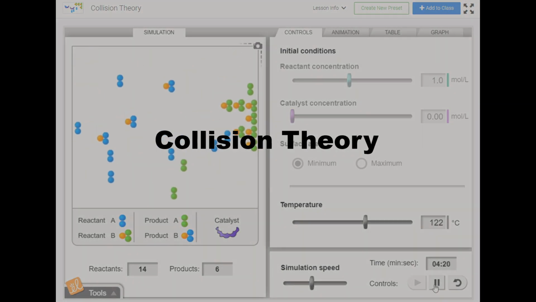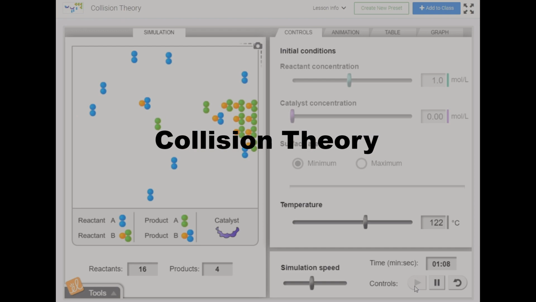The collision theory gizmo simulates the impact that different variables have on molecular collisions and therefore reaction rate, whether or not reactions will occur. I want to summarize and rephrase some of these factors and why they impact reaction rate. In this video, we're going to look at 5 of those factors.